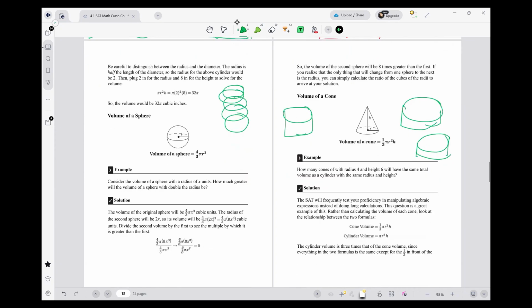Okay, all right. Volume of a sphere. We know the volume of a sphere is 4 by 3 pi r cube.